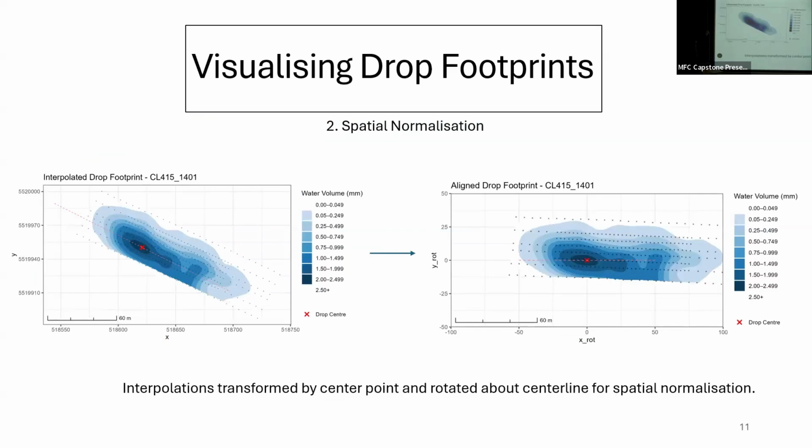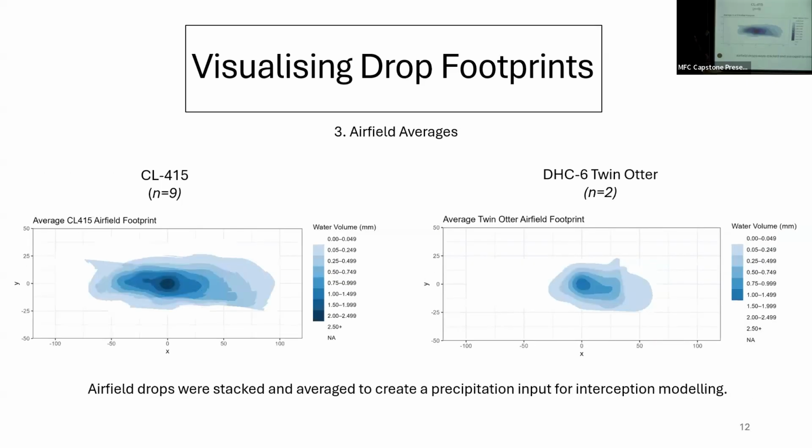That drop footprint, which had the center point and center line identified, was then spatially normalized and rotated to a new space where they could then be stacked and compared. And with those stacked and compared drops, I was able to create these airfield averages, which I then used as the gross precipitation inputs for each aircraft.